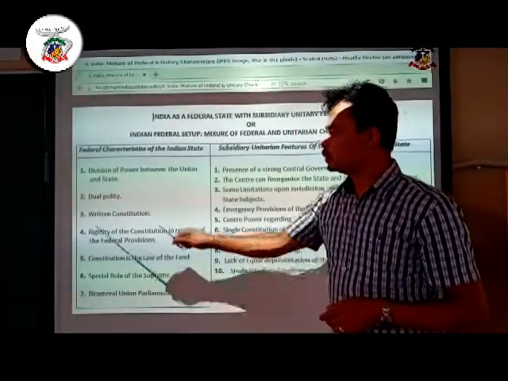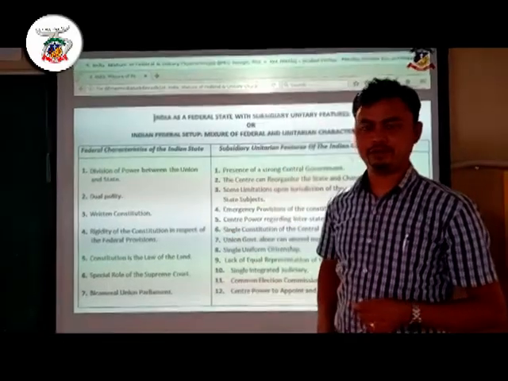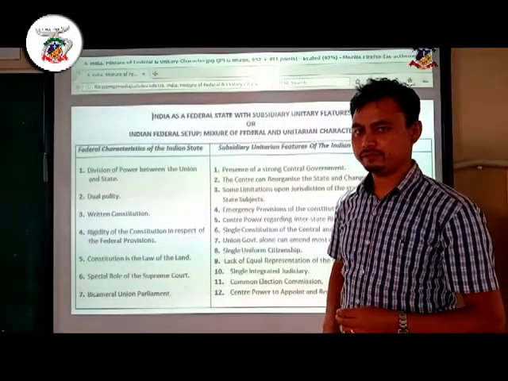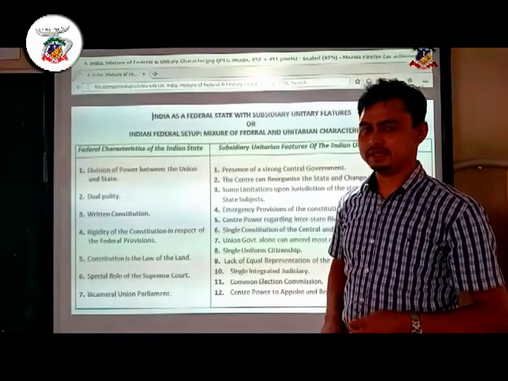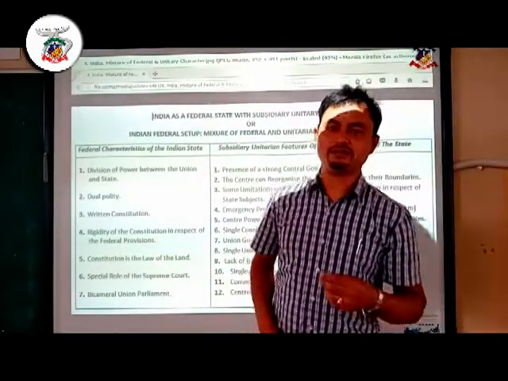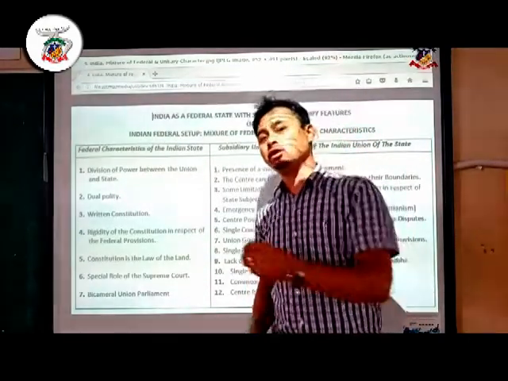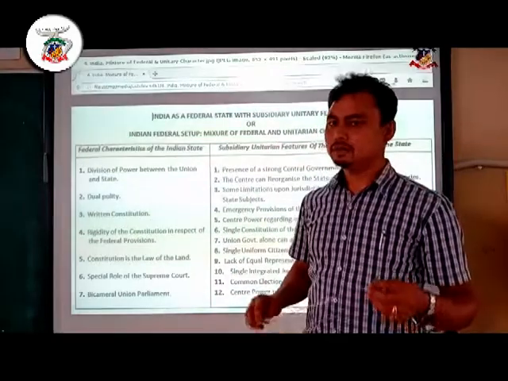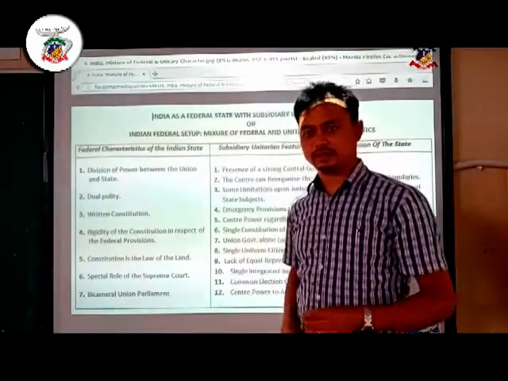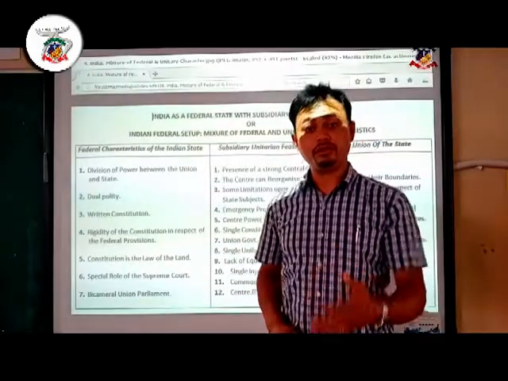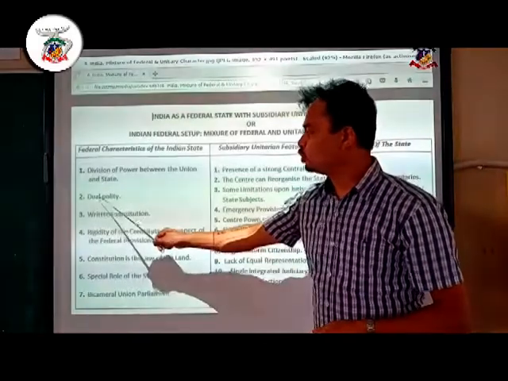Second point, dual polity. When there is a division of power, naturally there is dual polity. We have two governments, government at the center and government at the states. We have the executive head of the nation, of the center, a prime minister, and the constitutional head, the president. Likewise in the state, we have the constitutional head, the governor, and the real executive of the state, the chief minister. So we have a dual polity.